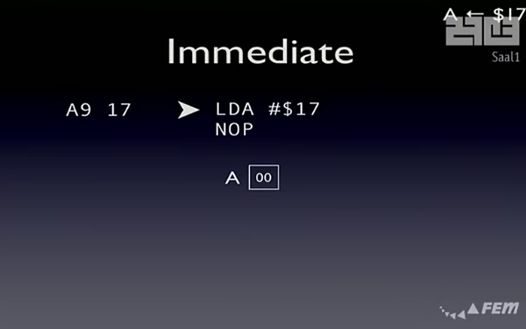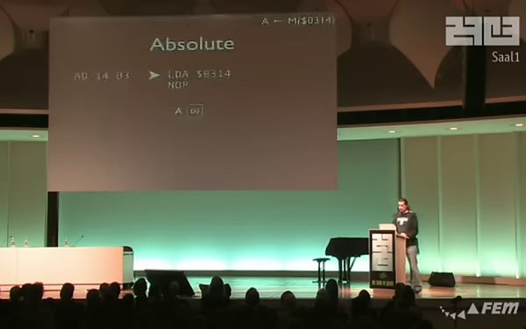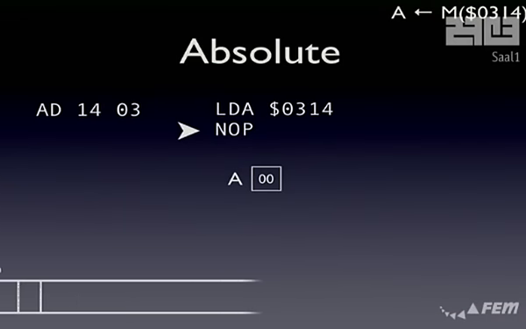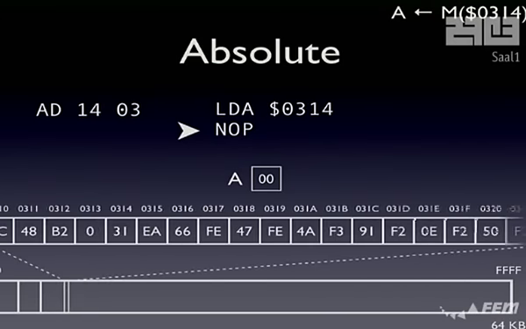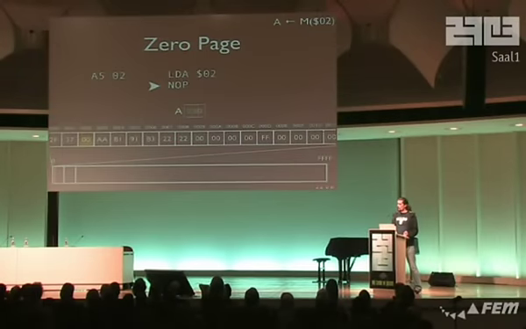So immediate addressing, you have the hash sign right there. You load a constant in the accumulator, in this case, LDA, load A. So if we do that, we have the constant of 17 in A. Absolute addressing means you have a 16-bit operand there. If you load from 314, we look up in memory at address 314. What we get is a 31, and we have a 31 in A. And then zero-page addressing is this optimization. It's a different encoding. We only have an 8-bit operand. We load from address 2. We look it up in zero page, and we find a 0.